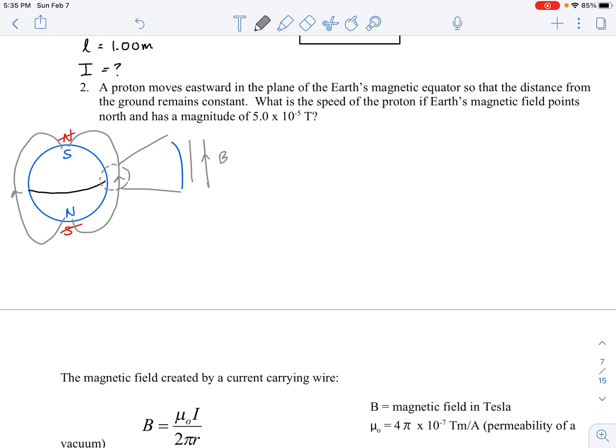Okay, so I've got this magnetic field, and there's going to be a proton. The proton's moving to the east. We always want to remember our cardinal directions.